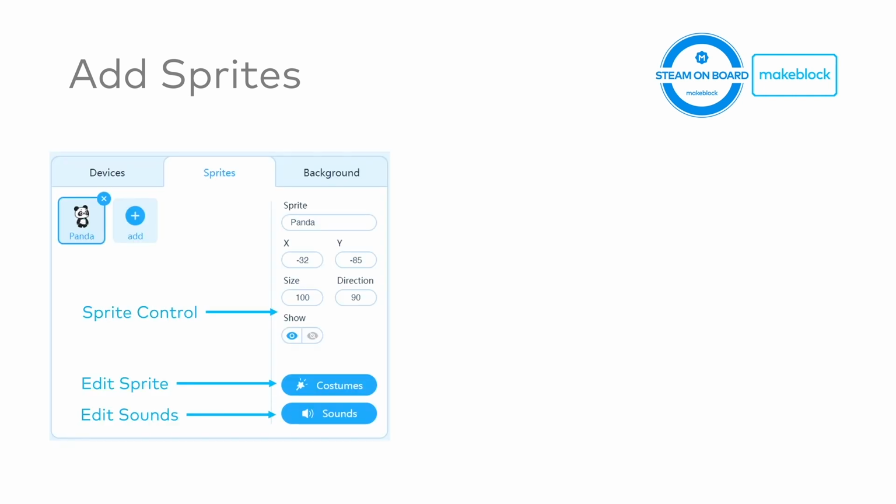Once we add the sprites, there are some basic functions where you can already start to control the sprites. Here you can see the control panel where you can set the coordinates of the sprite, the size, and the direction. You can also decide if you want to show the sprite directly or hide it. If you click the Edit Sprite button, which is shown here as Costumes, you open the Costumes control panel where you can modify your sprites.